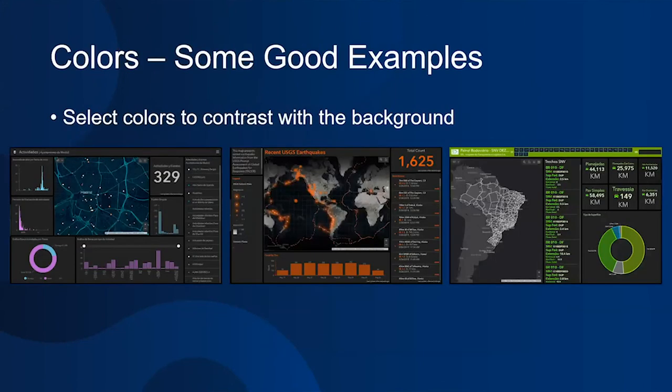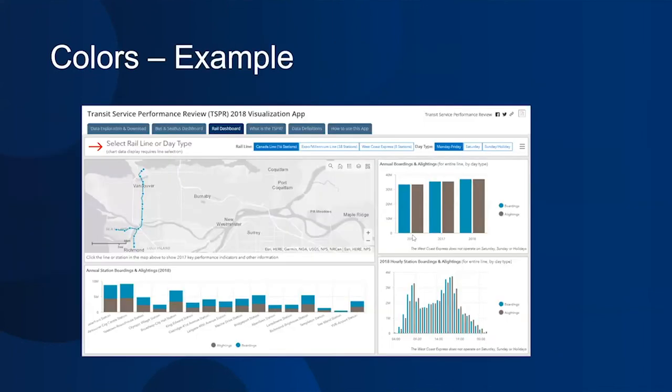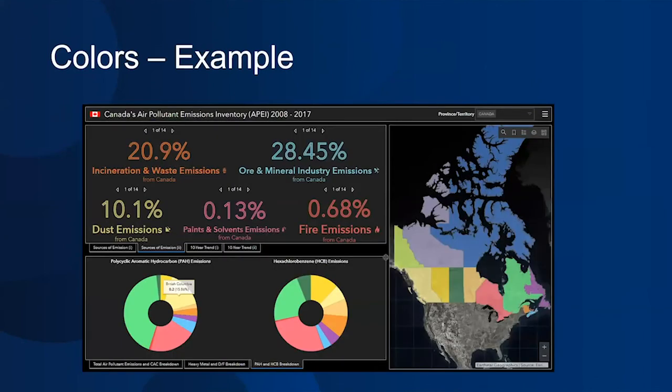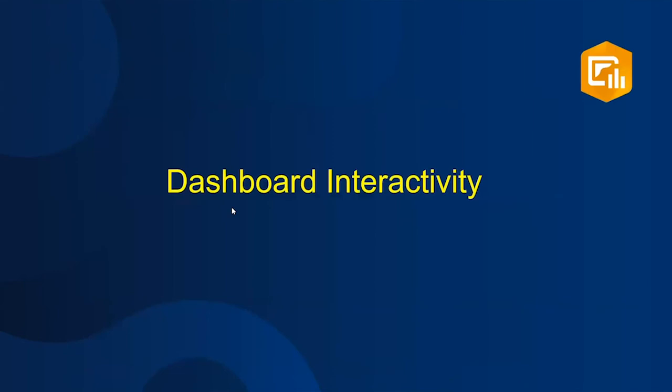Okay, and we have some good examples. Let's see how the colors are used here. We have good examples of this dashboard with good colors. See how the colors on the map are reflected in the widgets, and the colors here are the same for these indicators.